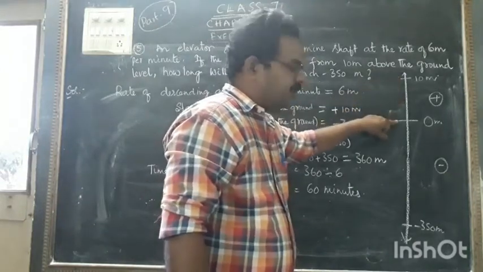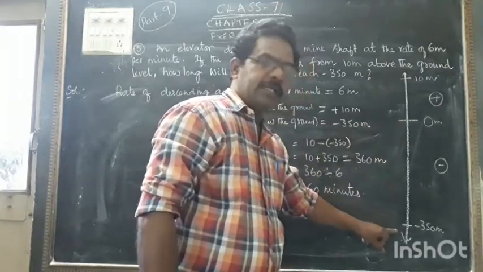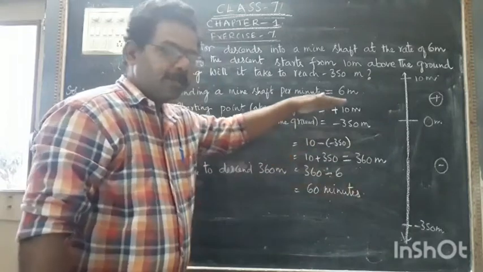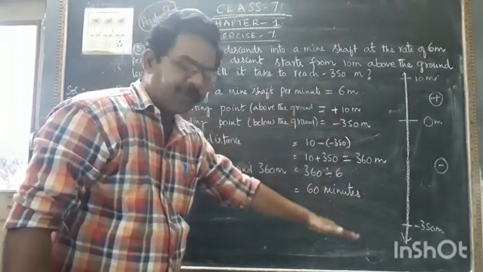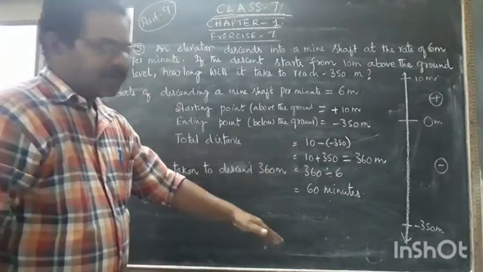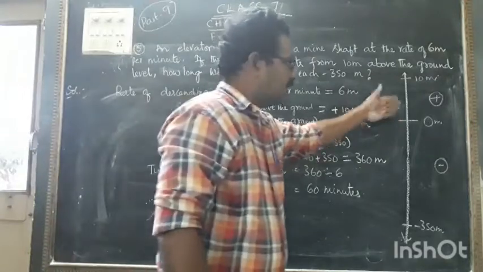So from here to 0 meters is nothing but ground level. From here it traveled minus 350 meters. That means 0 to 350 meters it traveled, that is under the ground in depth. That's why we call it a negative value. Okay, below 0. This is above 0.